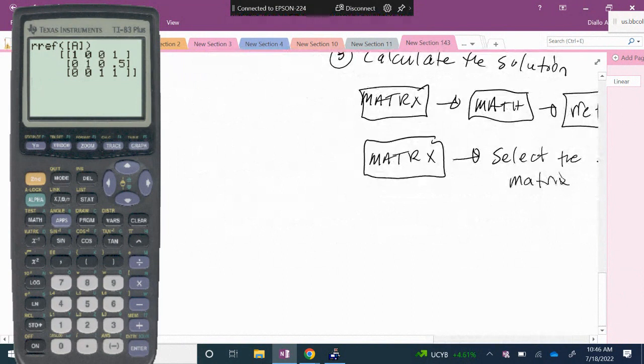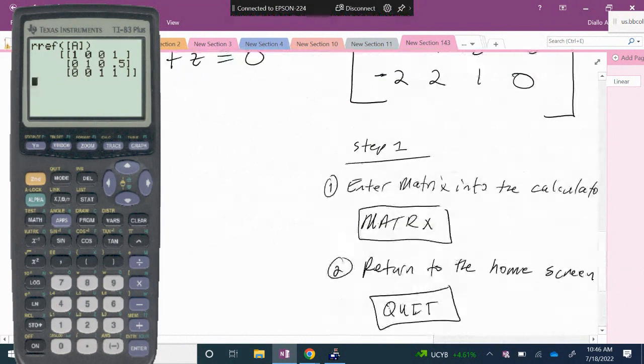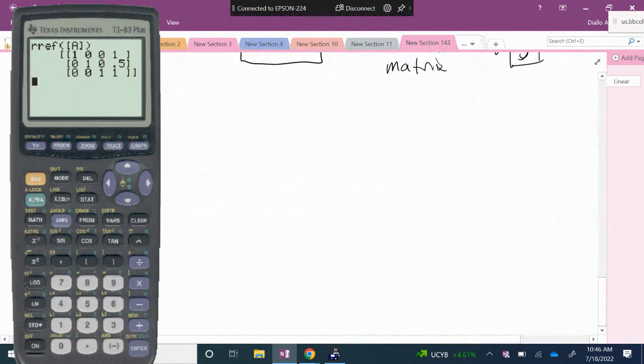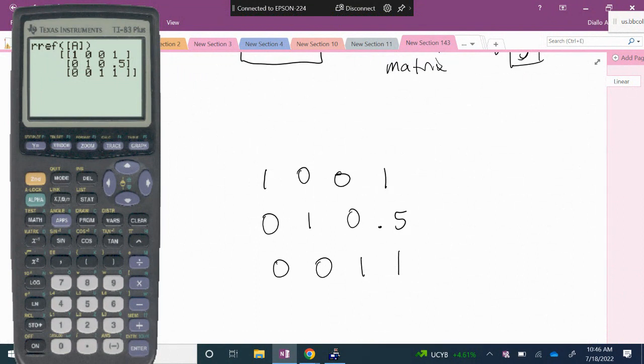So let's just take a look at the output for a second. And this is what we get. I'm just going to write this on the side. 1, 0, 0, 1, 0, 1, 0.5, 0, 0, 1, 1. Okay. All right, and we put it in coefficients, and it actually gives us the solution as coefficients. So just remember that X was the first column, Y was the second column, Z was the third column, and equal was the last column.